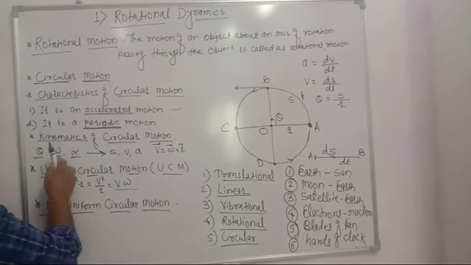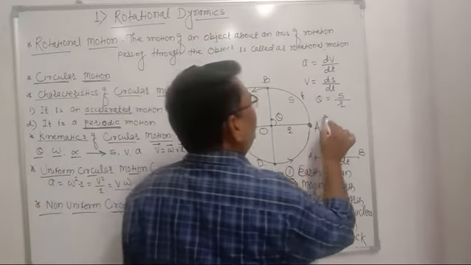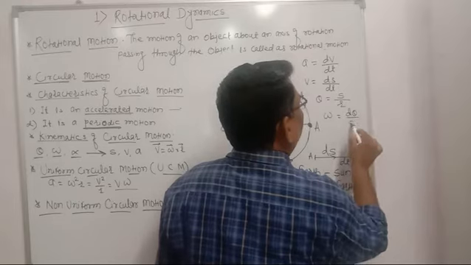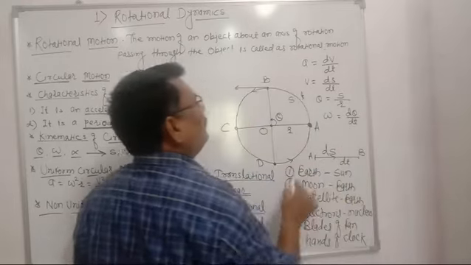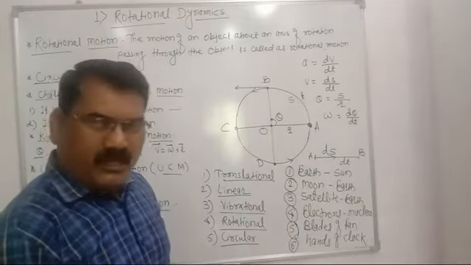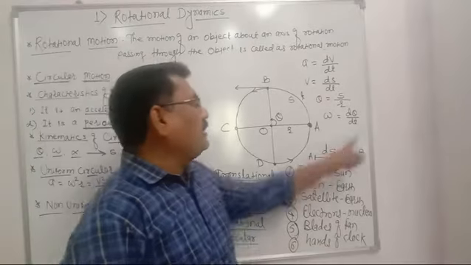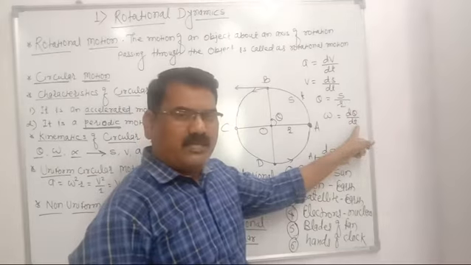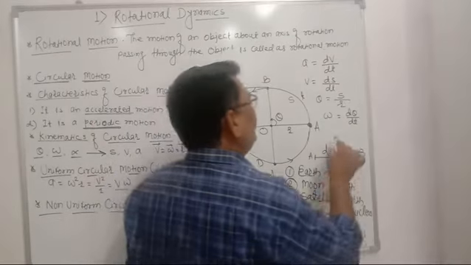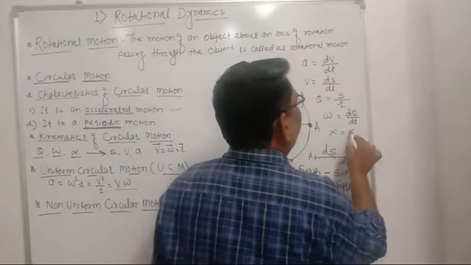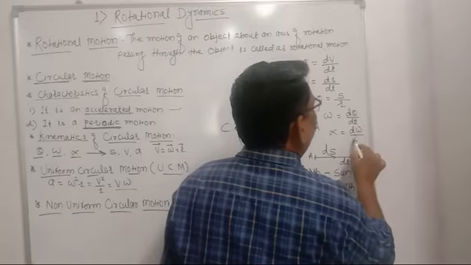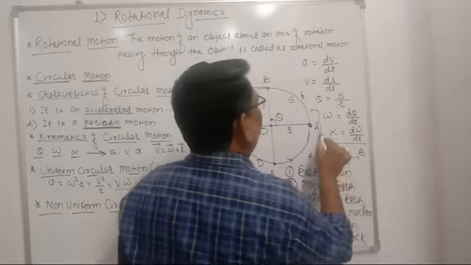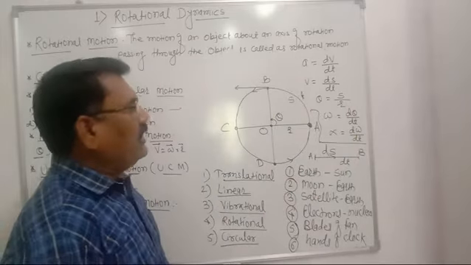Then see here, what is the angular velocity? The rate of change of angular displacement with respect to time is called angular velocity. And what is angular acceleration? The rate of change of angular velocity with respect to time is called angular acceleration.